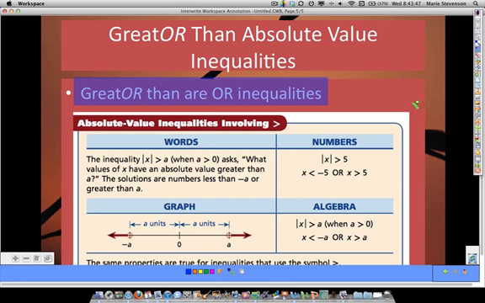The problems are not going to tell you if it's an and or an or. It's just going to give you a problem, and you have to look at the inequality and decide, is this an and or an or?